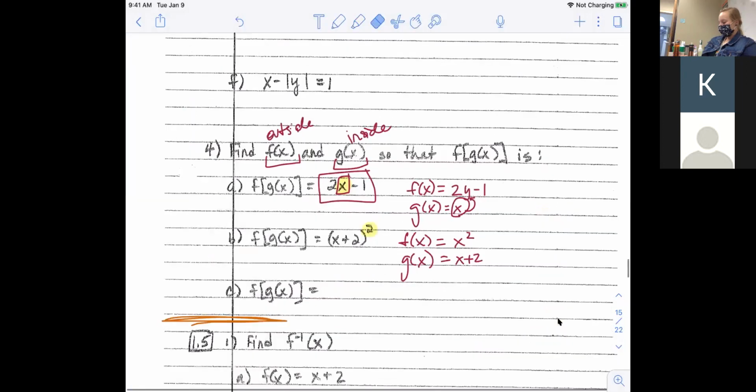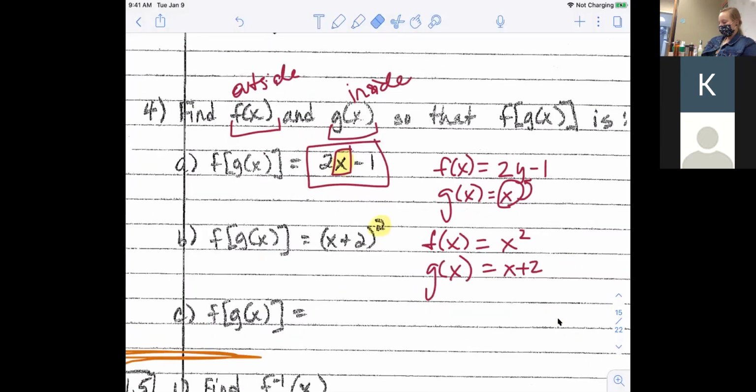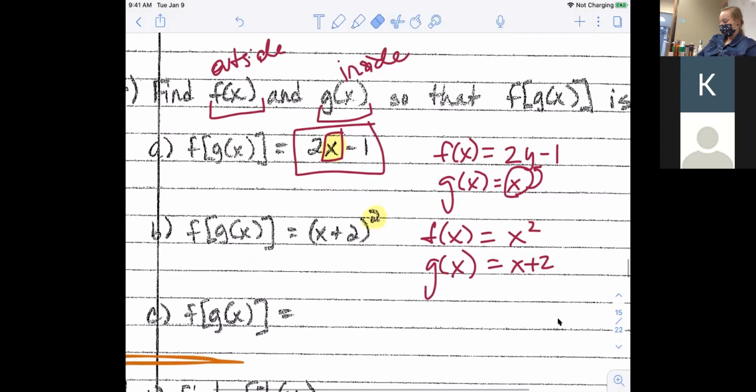Actually, could we go back up to part A really quickly? How do we know that 2x minus 1 was on the outside? There are no parentheses in this one like there are in letter B. So I'm assuming that the 2 minus 1 is on the outside of the function and that x is just the inside function. There's not more to break apart. So this one I think is kind of a poor example.